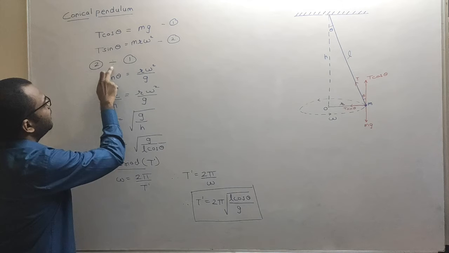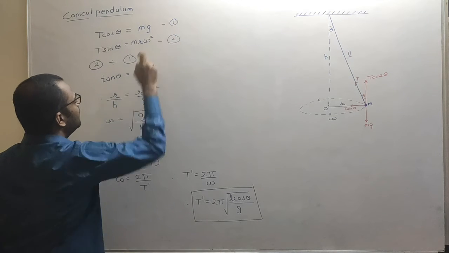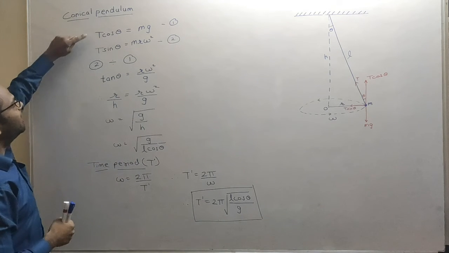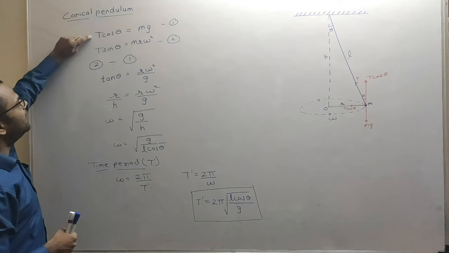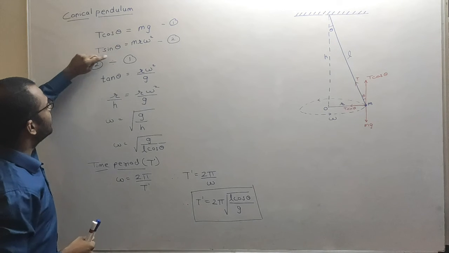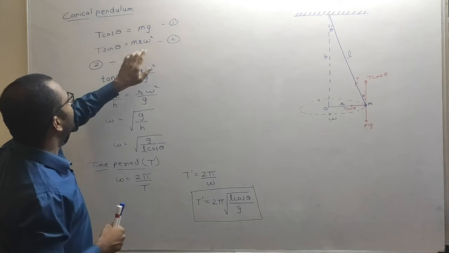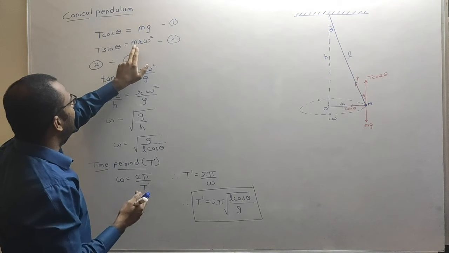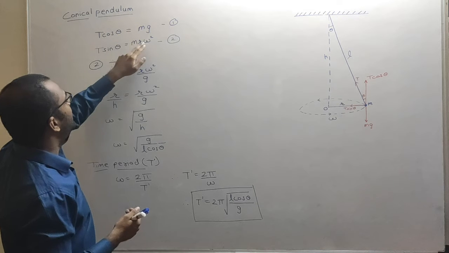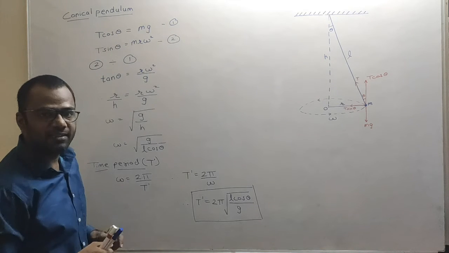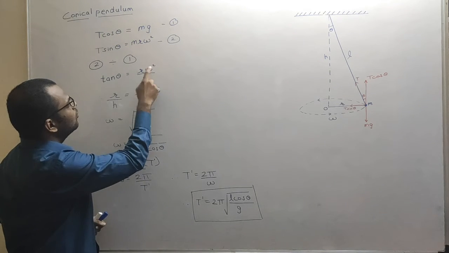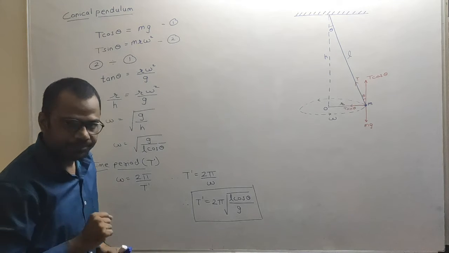Right? Okay. Now what we have done? We have taken equation 2 divided by equation 1. So over here T and T will get cancelled. Sin theta upon cos theta will give me tan theta. Again, on the right hand side I have m r omega square divided by mg. So m and m will get cancelled. So we are left with r omega square upon g.